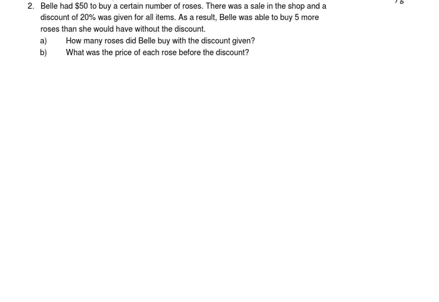Belle had $50 to buy a certain number of roses. There was a sale in the shop and a discount of 20% was given for all items. Okay, all the items enjoy a 20% off. As a result, Belle was able to buy 5 more roses than she would have without the discount. Okay? So at first the roses cost her $50. Am I right or wrong? Correct?